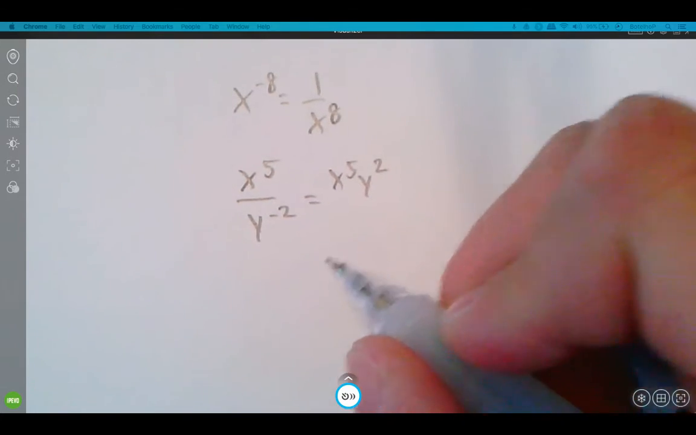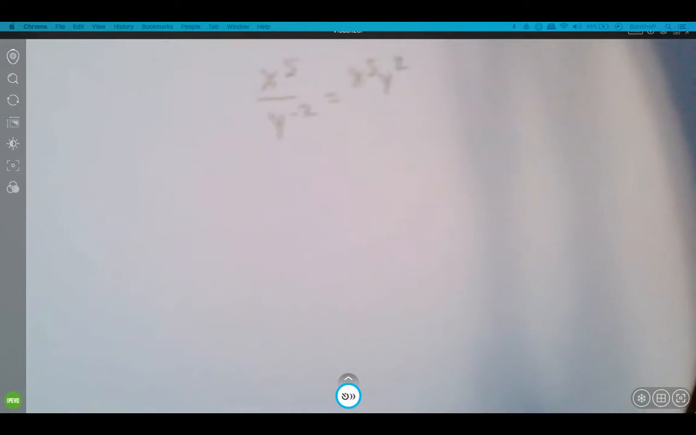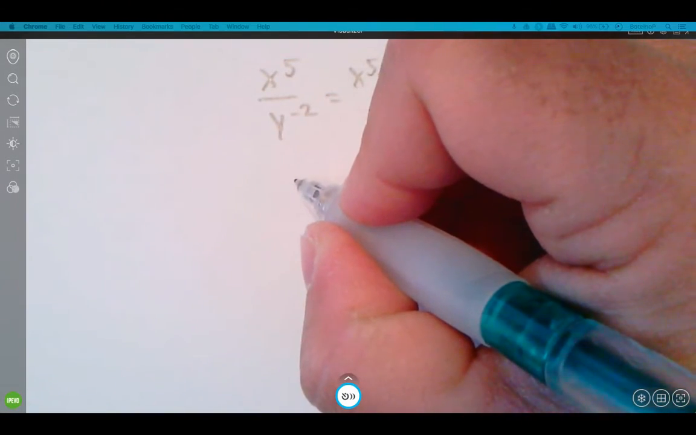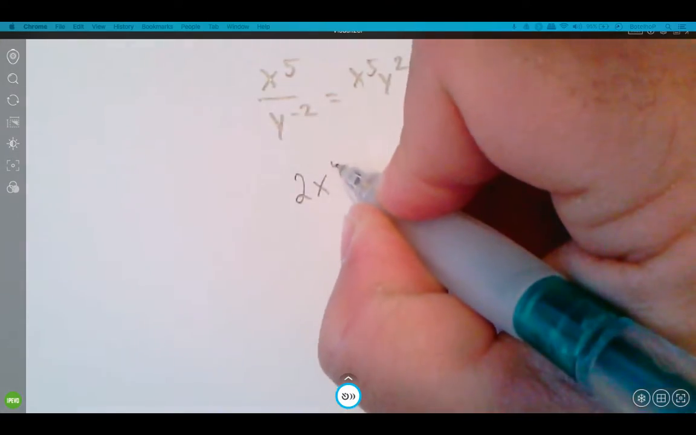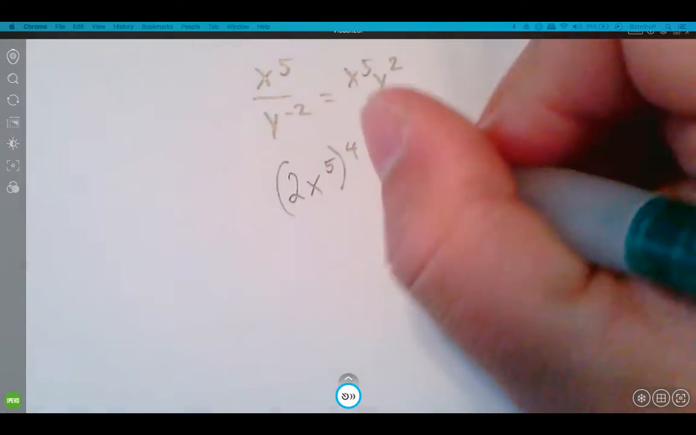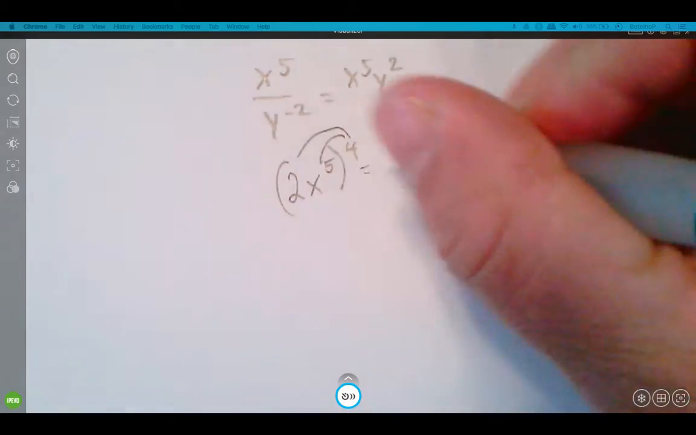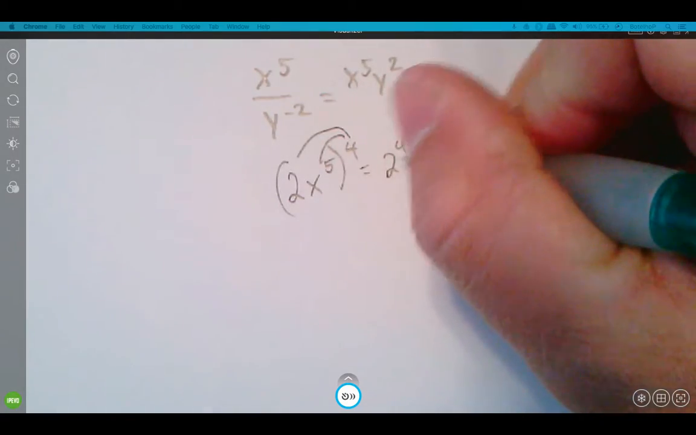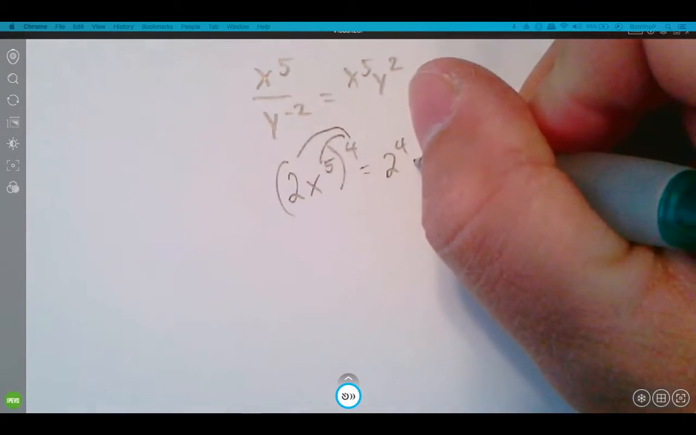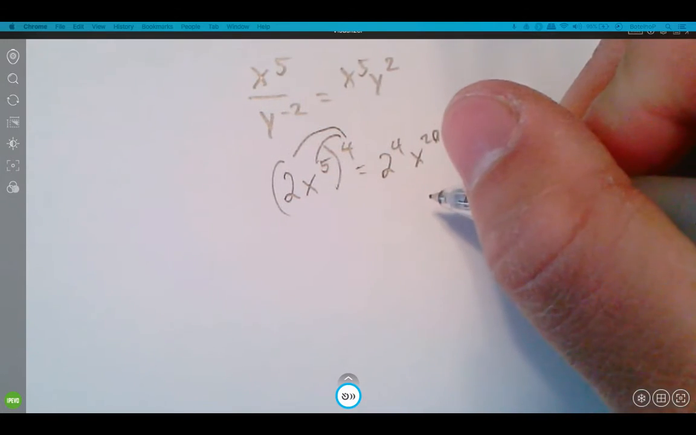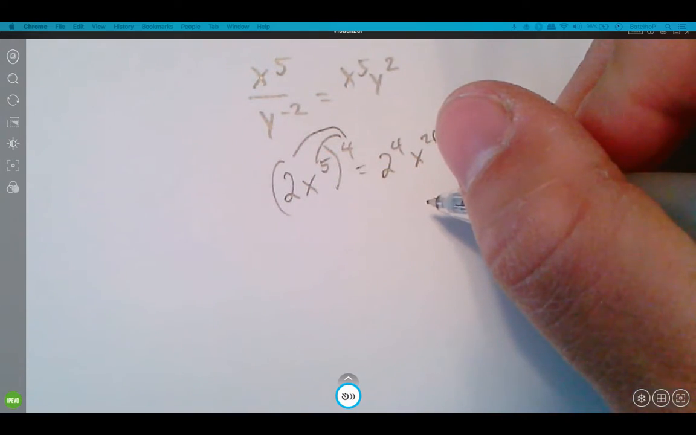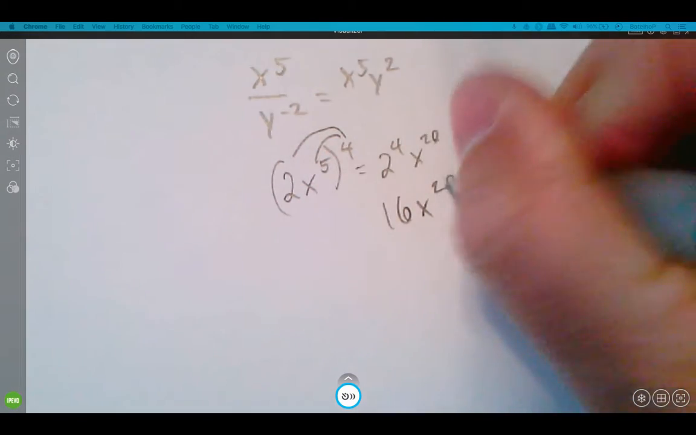Other rules that we learned: power to a power. Like if you had 2x to the fifth raised to the fourth, okay, this is important. It would go to both, and you write 2 to the fourth like that, and then distribute that power to a power, you multiply, x to the 20th. And 2 to the fourth is actually 2 times 2, which is 4, times 2, which is 8, times another 2, which is 16. 16x to the 20th. So keep that in mind. That's going to come up in some of the practice questions today.